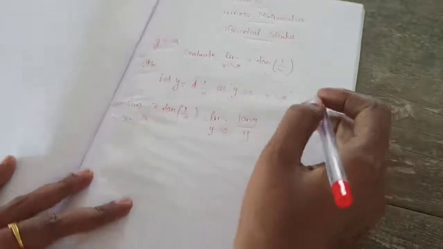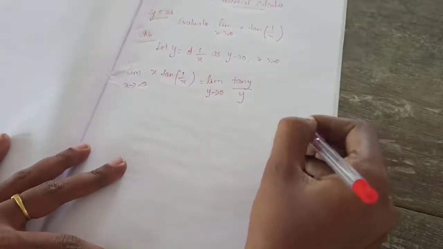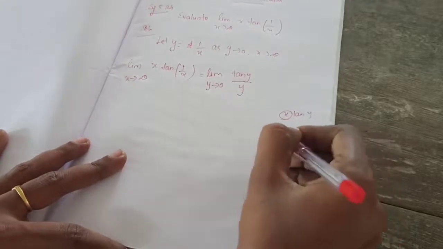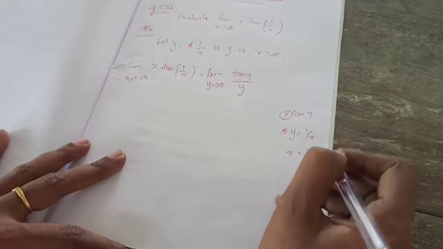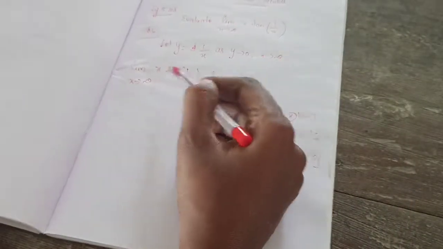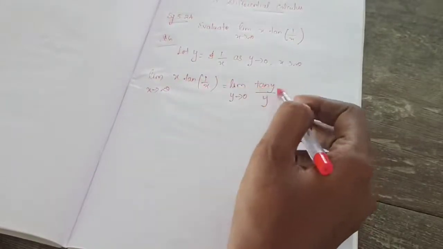How tan y by y? So 1 by x you consider as y, is it right? So x into tan y you will get. This x you have considered with y equal to 1 by x, so x is equal to 1 by y, correct? So in the place of this x you will substitute 1 by y, and in the place of this 1 by x you will substitute y. Understand? So we will get tan y by y.